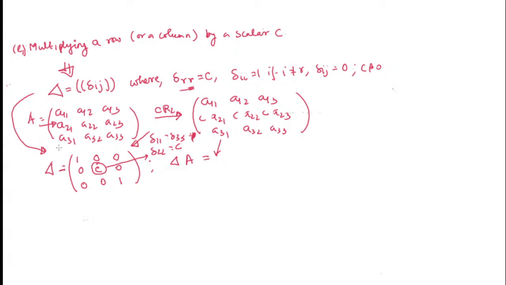So you can check, if you want to multiply, instead of the second row, the third row, then your delta is this, and if you want to multiply the first row by C, then your delta is this.